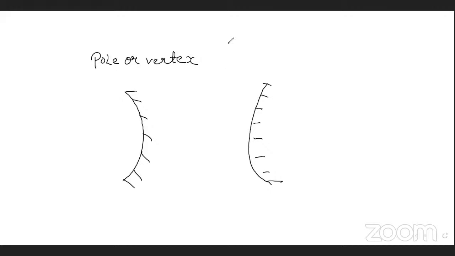So how will you define a pole? How will the pole look? The pole will look like this. I mean, it's a point. See, I'm also making notes with you. You also make them. Pole is a point, the center point. This point is defined as, for a concave or convex mirror.